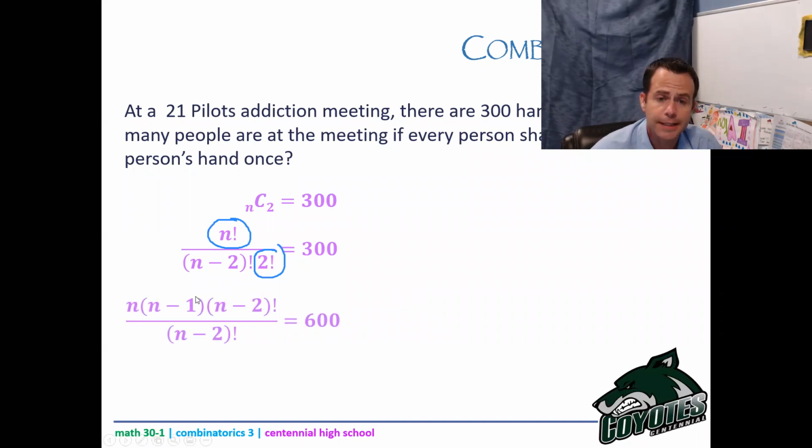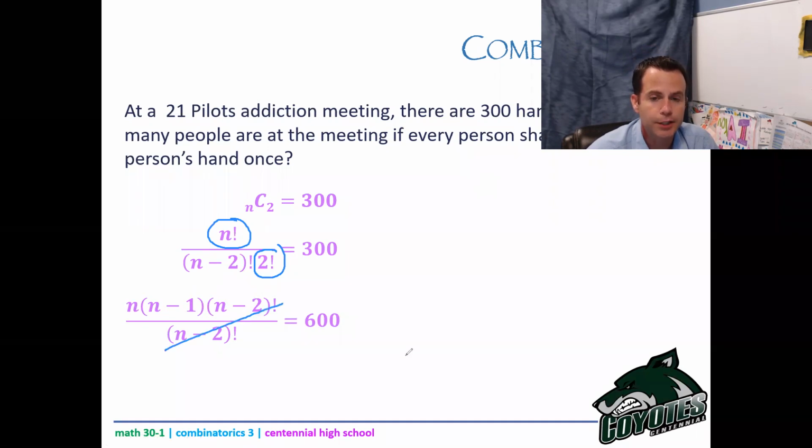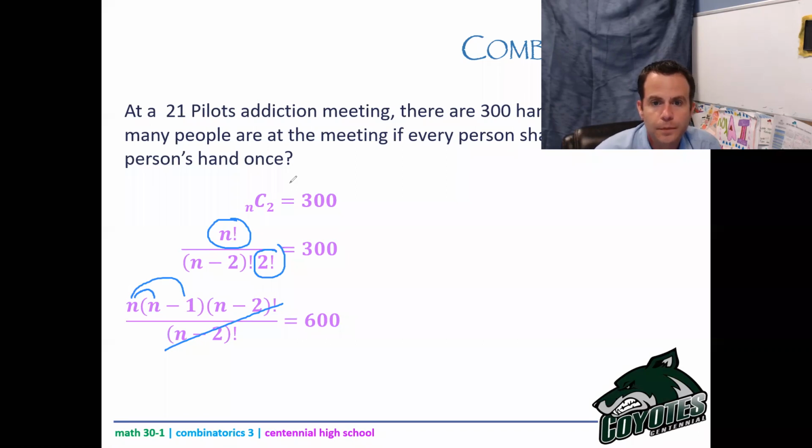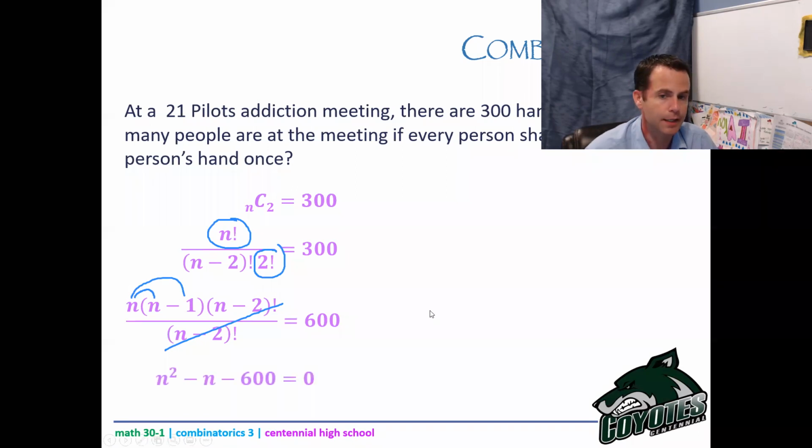So that's what I did in this next step. I expanded n. What comes before n is n minus 1. What comes before n minus 1 is n minus 2. That's where I want to stop. So I put my factorial sign back. And then the 600 appeared because I multiplied both sides by 2 factorial, which was 2. Now, my n minus 2 factorials divide each other out. I have n times n, which is n squared. And I have n times negative 1, which is negative n. And you can see that I'm about to get a quadratic here. Bring my 600 over. And I have n squared minus n minus 600 equals 0.